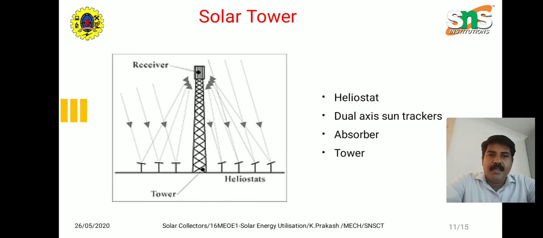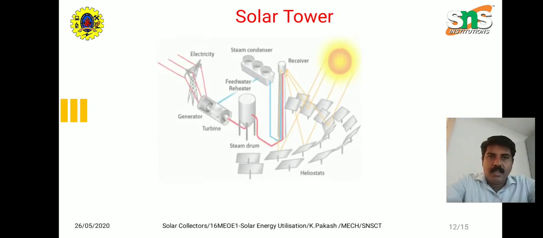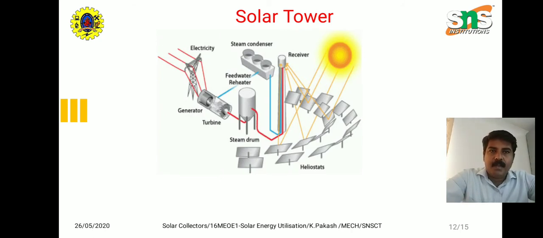So what happens is during noon time the sun will be right above our head, but during the morning we can see it in the east, and during the evening we can see it in the west. So because of the direction of the sun's path, we are using tracking systems to track the solar radiation and absorb the maximum solar radiation. So this is the working of a solar tower. This is the best example of a concentrating collector.